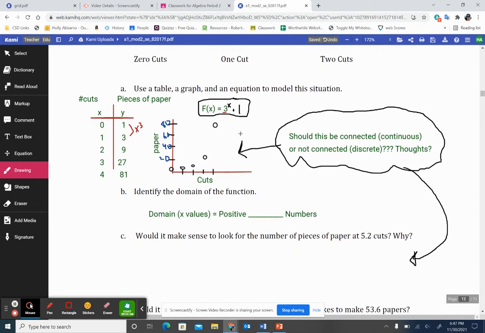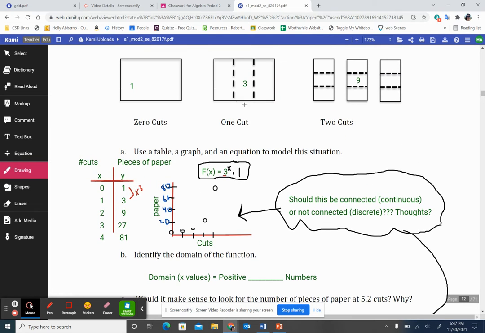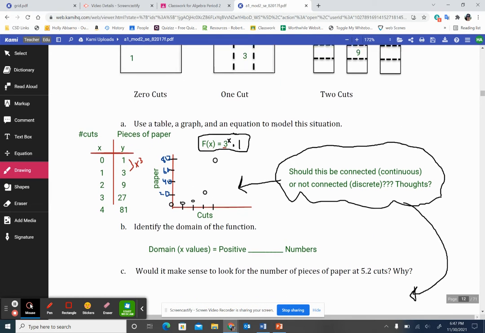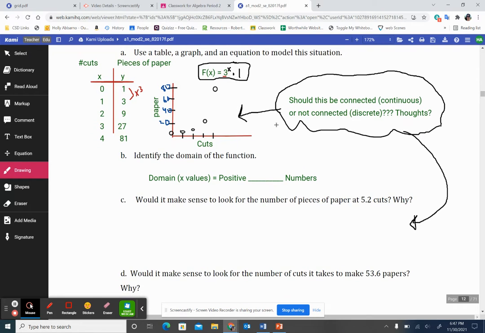So here's my question. Here's where I really want you guys to pause the video and make sure that everybody is included and has a partner and turns and talks. Should this be connected and continuous? Or should it not be connected and be discrete? What are your thoughts? Can I have a partial cut of a piece of paper? Can I have a partial paper?